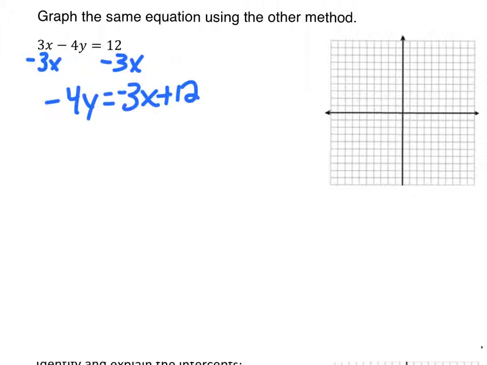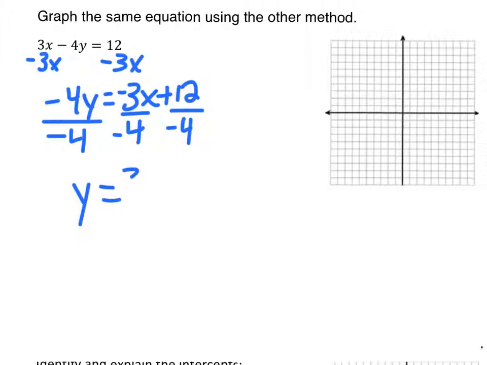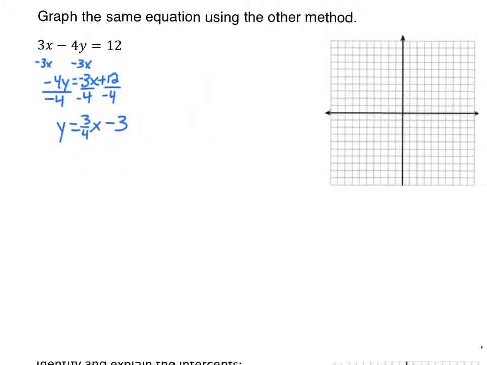Then I divide by the coefficient because we want to undo the multiplication, and I'm going to divide every single term on the right-hand side by this negative 4. That leaves me with y equals 3/4 x, so negative divided by a negative, which becomes positive, minus 3, because 12 divided by negative 4 gives me a negative 3. Now that I've isolated y, I'll set up a table.